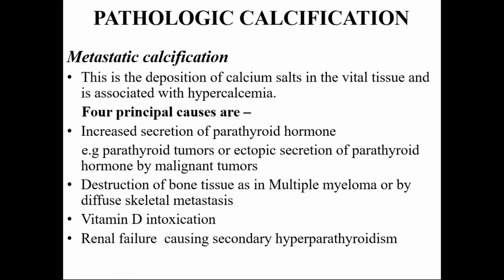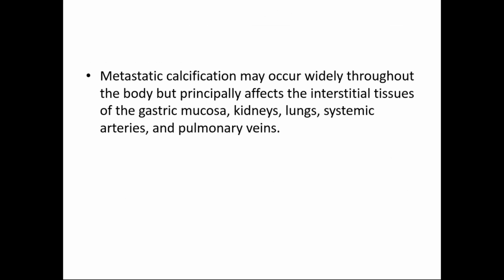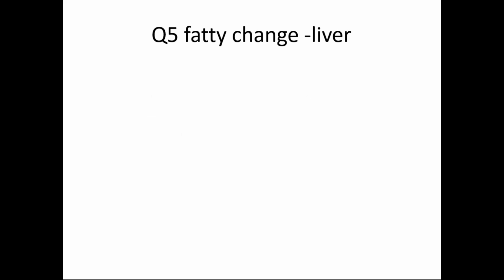There are four principal causes of metastatic calcification, mainly increased secretion of parathyroid hormone, like parathyroid tumors or ectopic secretion of parathyroid hormone by malignant tumors; destruction of bone tissue, as in multiple myeloma or by diffuse skeletal metastasis; vitamin D intoxication; and renal failure causing secondary hyperparathyroidism. So these are the major causes of metastatic calcification. This may occur widely throughout the body, but principally affects the interstitial tissues of the gastric mucosa, kidneys, lungs, systemic arteries, and the pulmonary veins.